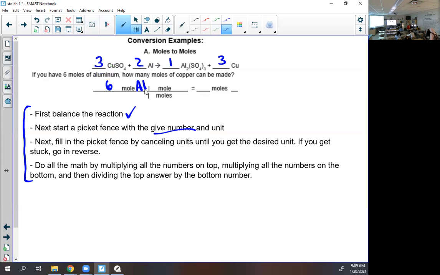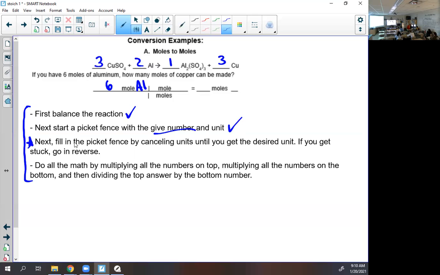Now, you're going to do that every single time. Balance it and then start the picket fence with the number and the unit I give you. Next, fill in the picket fence by canceling units until you get the desired unit. If you get stuck, go in reverse. We won't get stuck today, but we'll see what reverse means.